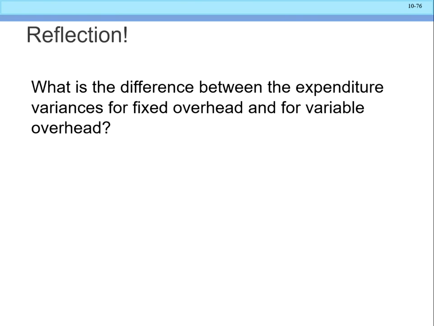So what is the difference between the expenditure variances for fixed overheads and for variable overheads? The answer is, for variable, we flex. We want to get what the cost should have been for the actual output. However, for fixed overheads, we don't flex, because fixed overheads are not supposed to vary per unit. Fixed overheads are supposed to be fixed. Therefore, we don't flex when we are dealing with fixed overheads. That's the difference.